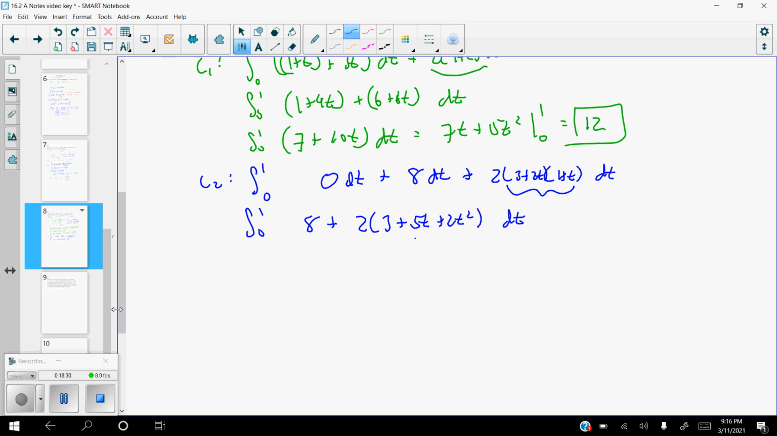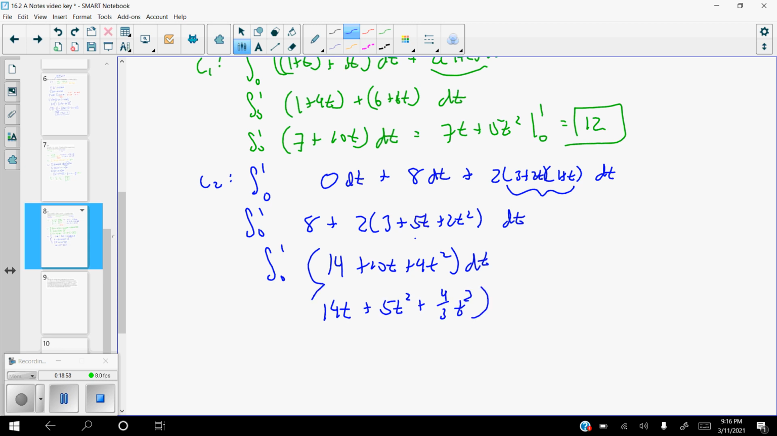So let's see. I'm going to distribute the 2 and combine like terms. If I distribute the 2, we're going to get a 6 plus an 8, which is 14, plus a 10t, plus a 4t squared dt from 0 to 1. So the antiderivative will give us 14t plus 5t squared plus 4/3 t cubed from 0 to 1.